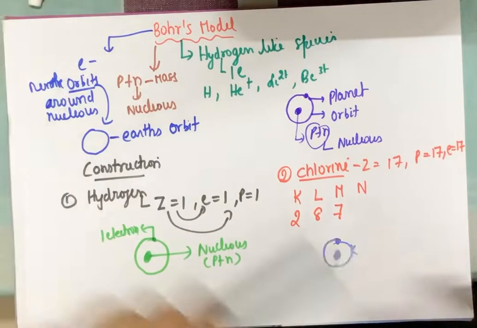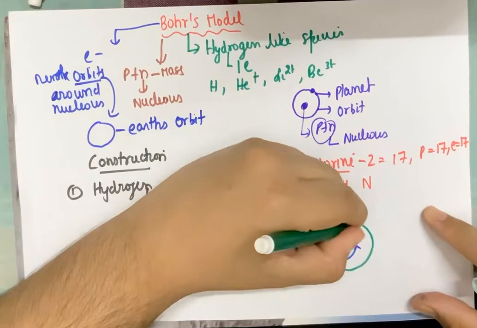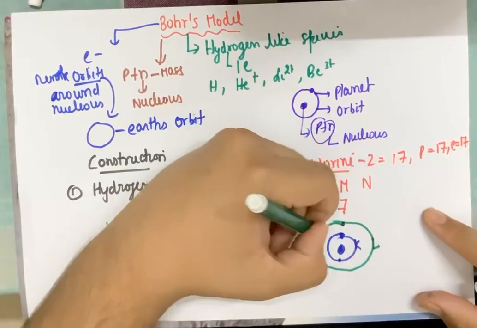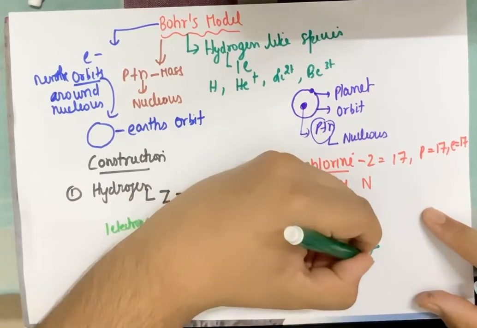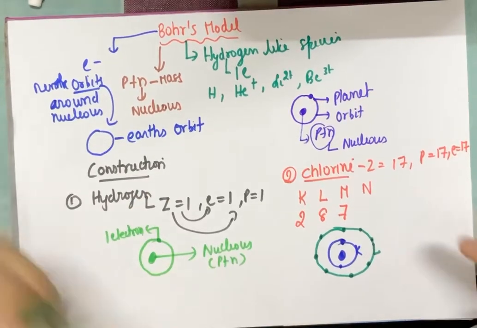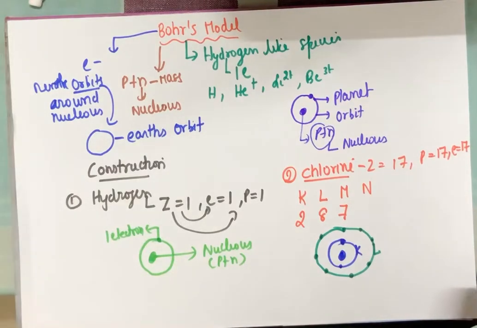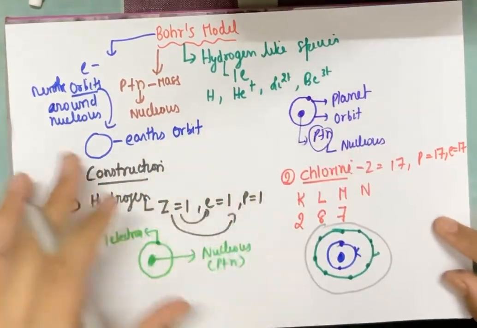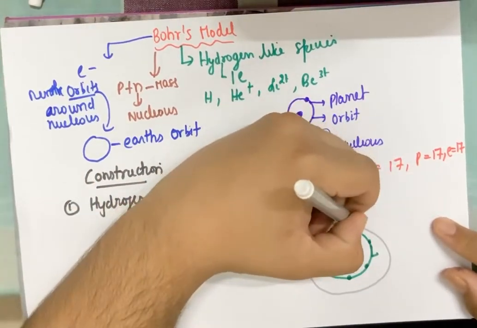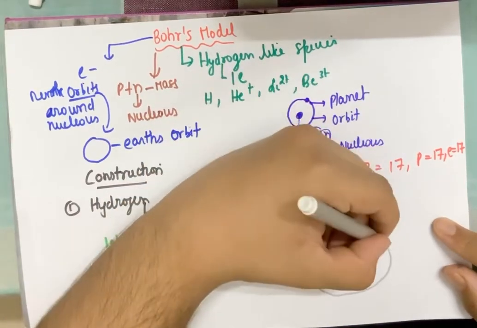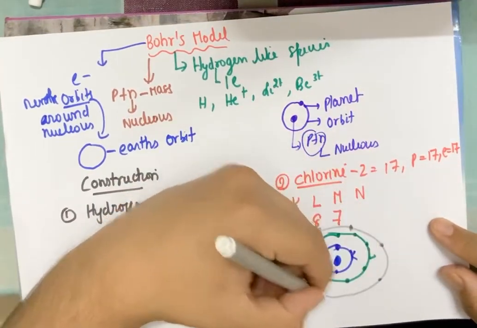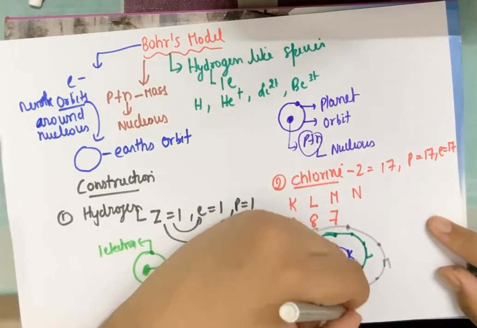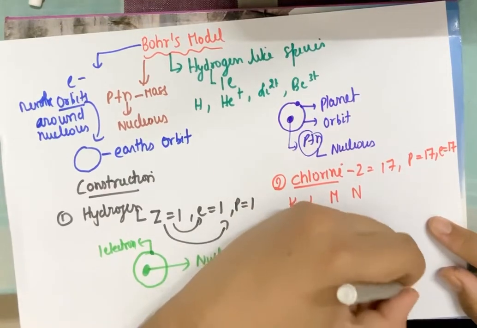Now let me draw the next one, which is the L. How many electrons are there in L? 8 electrons: 1, 2, 3, 4, 5, 6, 7, 8. And let me draw the last one now, which is the M. Please draw them with a compass so that you get a perfect ellipse or circle. How many are there in M? 7 are there: 1, 2, 3, 4, 5, 6, 7. So this is M having 7, and this is the nucleus, which has proton plus neutron.